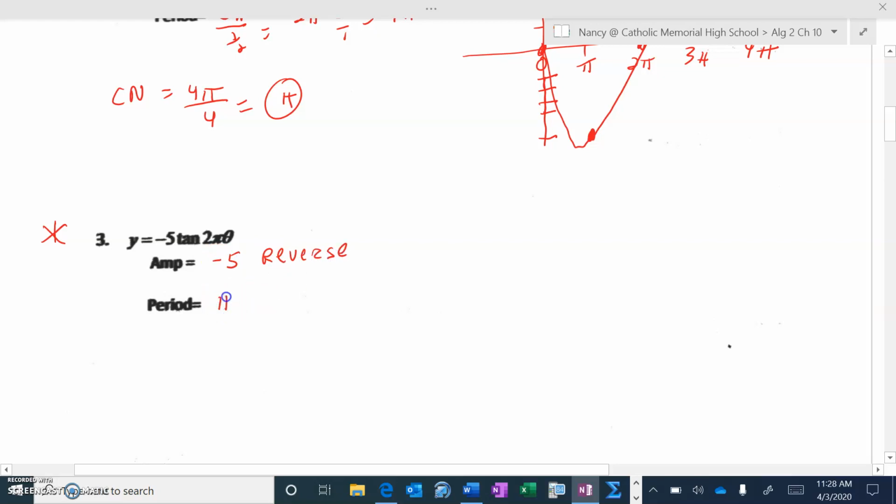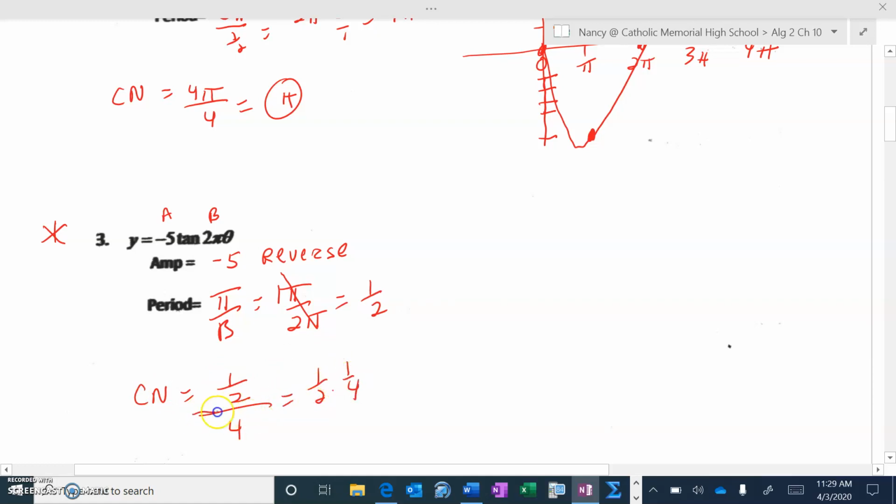The period formula for the tan is different than the sine and the cos. It's just pi divided by b, and b here is 2 pi. So it'd be pi divided by 2 pi, so that would just be 1/2. So your critical numbers would be 1/2 divided by 4, which is 1/2 times 1/4, because you have to flip the 4 upside down, and you get 1/8.